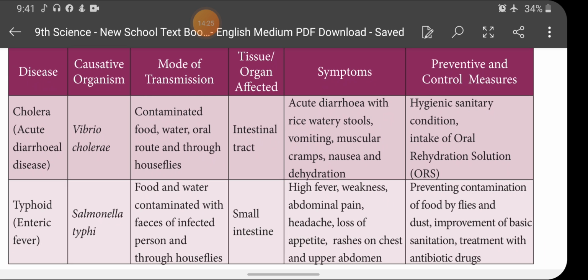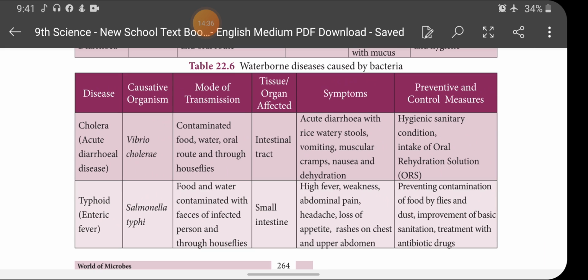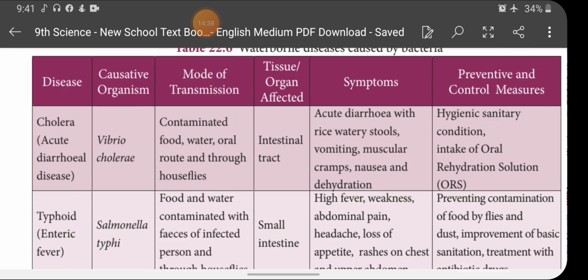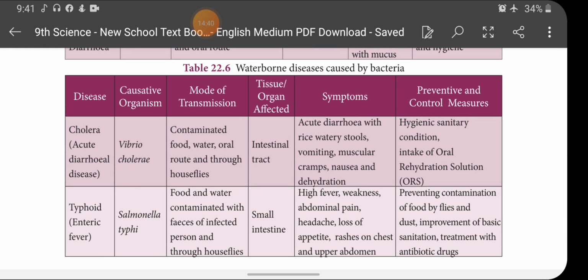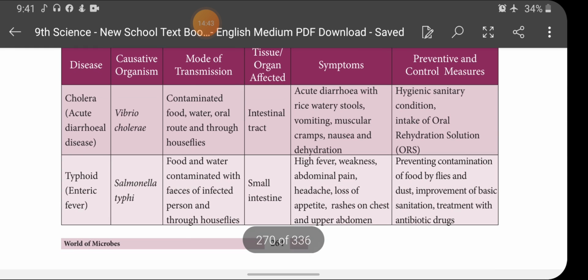And vomiting, muscular cramps, nausea and dehydration are the other symptoms caused by this bacteria. And how to prevent this? Hygienic sanitary conditions and oral rehydration solution. Since in the case of cholera, continuous diarrhea, that is acute diarrhea, and vomiting take place, because of this, water loss or dehydration has to be addressed.